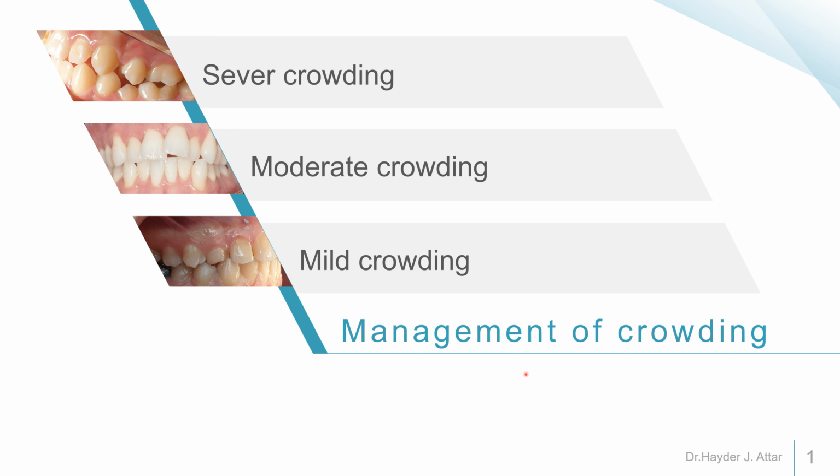Management of dental crowding. For the management of dental crowding, we have to classify the crowding into three main categories: the mild, moderate, and severe crowding. As a general rule, for alignment of crowded teeth, we need to create a space for the crowded teeth within the arch. The space is created within the arch in general either by extraction or expansion of the arch.